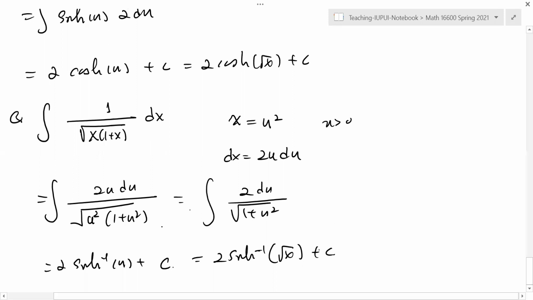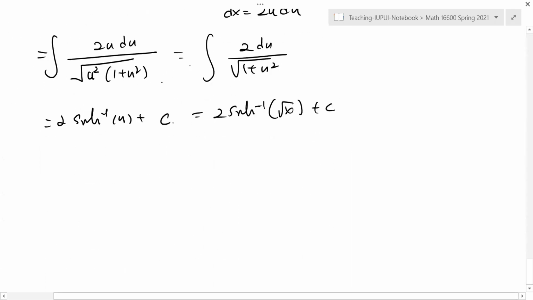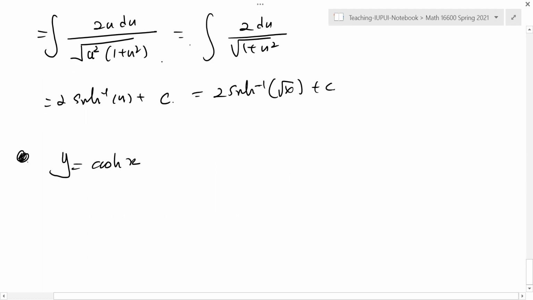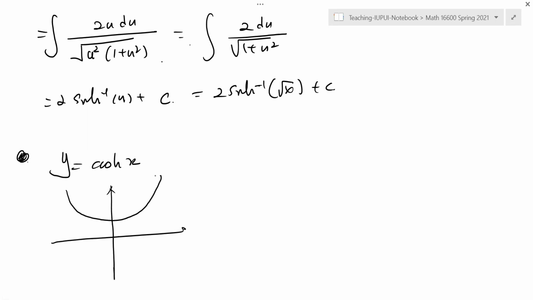All right. Now, how about hyperbolic cosine? Let's study hyperbolic cosine x. This function is not an even function. It's not an increasing function. This function looks like that, the graph. Okay, so we have to put a restriction on x in order to find the inverse.